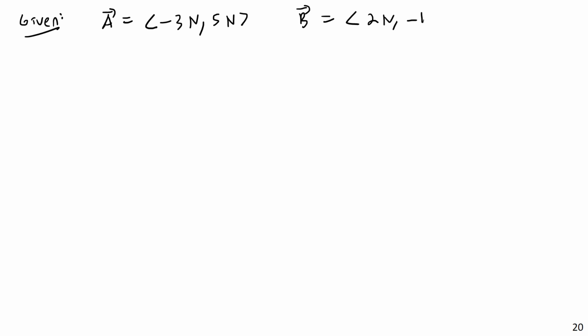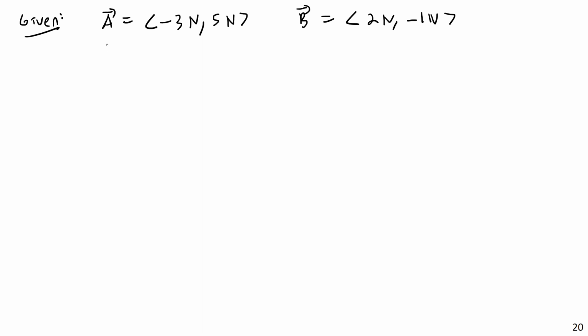Let's say given vector A has components of maybe -3 newtons, so that would be 3 newtons to the left, and 5 newtons in the y, so 5 newtons upward, and vector B has components of 2 newtons upward, and maybe, let's say, -1 newton in the y, so 1 newton downward.